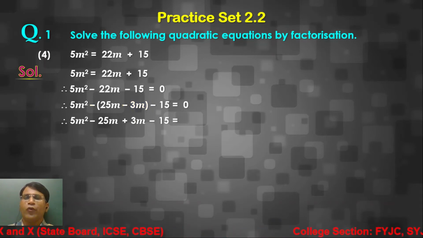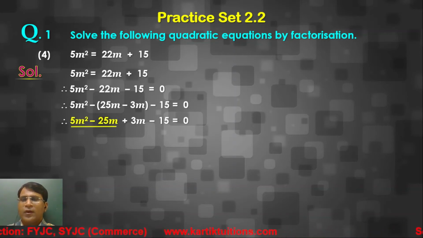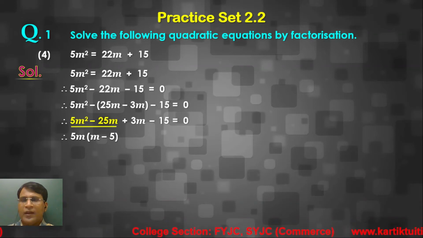Now we have got the four terms. So we'll make a group of two terms. In the first two terms, if you observe carefully, you can take 5m common. Now when you take 5m common, in bracket you will get m minus 5 in the next two terms.